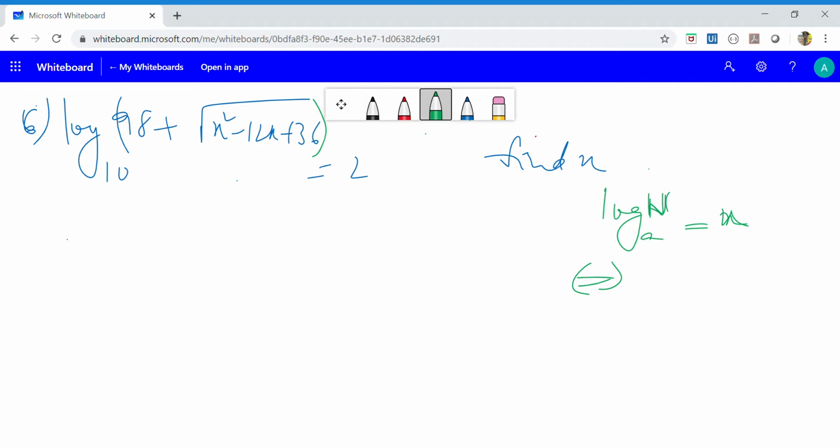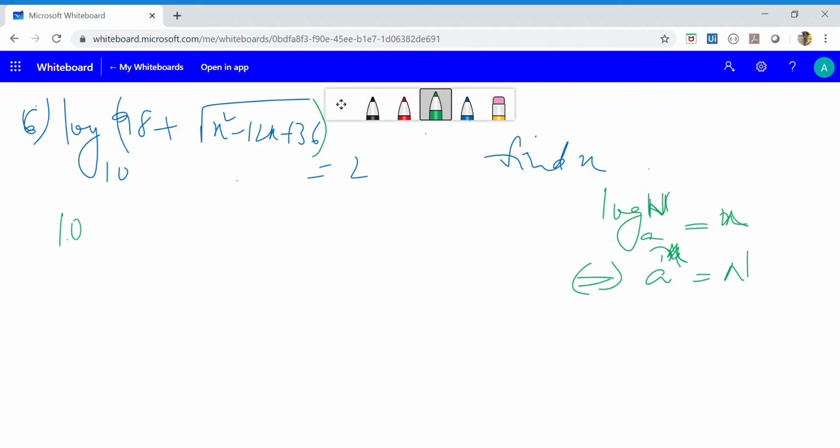Both sides, logarithm is not there, so you can't cancel the logarithm. That's why you have to go for the logarithmic definition. Log n to the base a is equal to x means a power x is equal to n. So you can apply this definition, the conversion formula from logarithmic to exponential form.